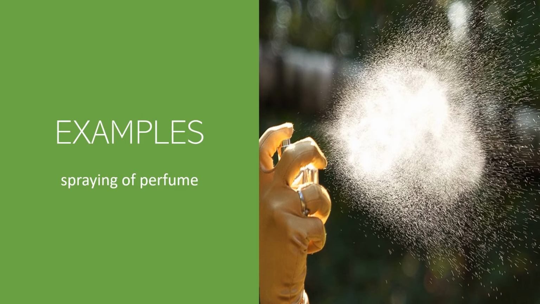Spraying perfume is another example of diffusion. Perfume from the bottle is sprayed out of the bottle, so it moves from the higher concentration out into the lower concentration. But here it does not require a membrane.